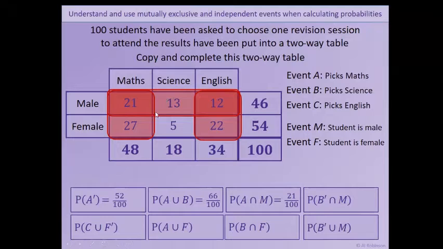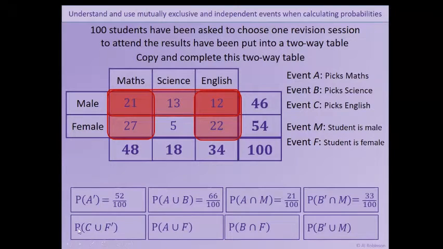The probability of the complement of B, so not B occurring, okay? So not picking science, which needs to coincide with being male. So that means it's going to be 12 plus 21, which is 33. That's 33 students. Any questions so far?